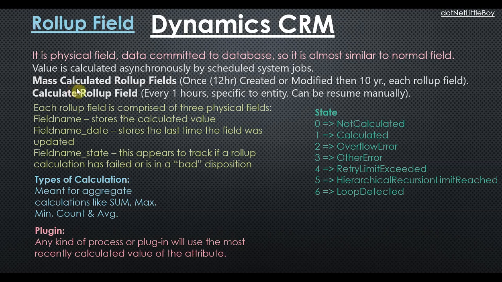So what are the two types of jobs which will be created? Whenever we add a new Rollup field on the entity, one system job created is the Mass Calculate Rollup Field, and the other is Calculate Rollup Field. The Mass Calculate Rollup Field is created for each Rollup field. Whenever you add a new Rollup field in Dynamics, one Mass Calculate Rollup Field job will be created, and it will run once, 12 hours after the field was created, automatically.